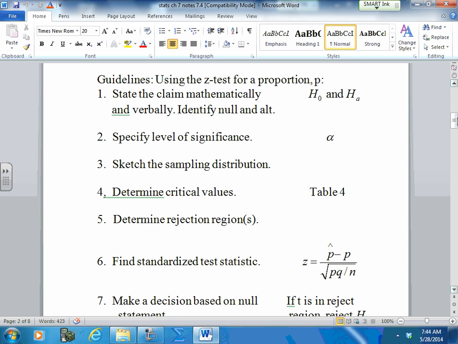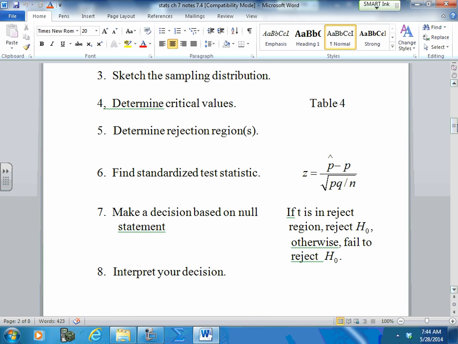We find your test statistic, and then we make a decision based on either where your test statistic falls or your p-value. You can put your p-value in here as well. You can test with your p-value. We make your decision and we interpret your results. We follow the same exact format. This is really, really close to your z-score one.